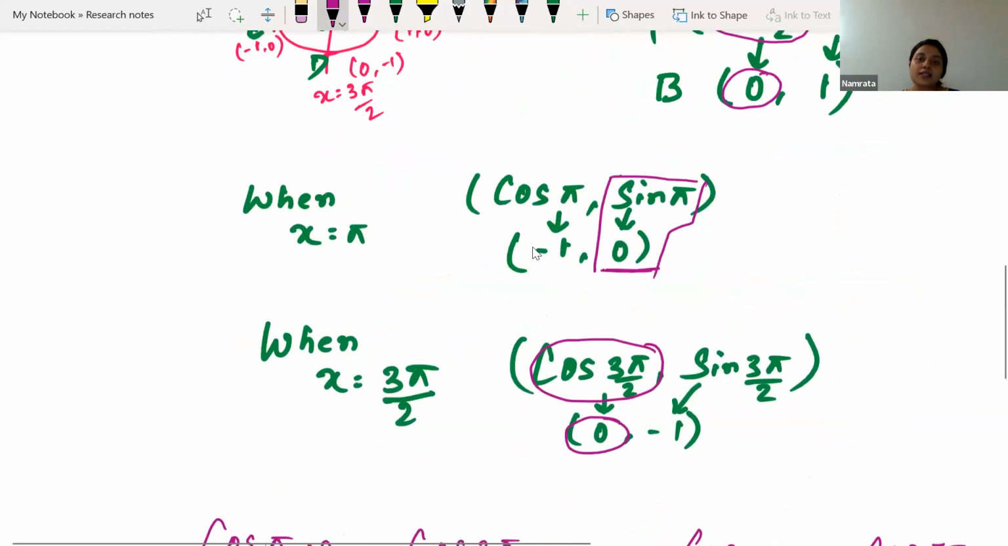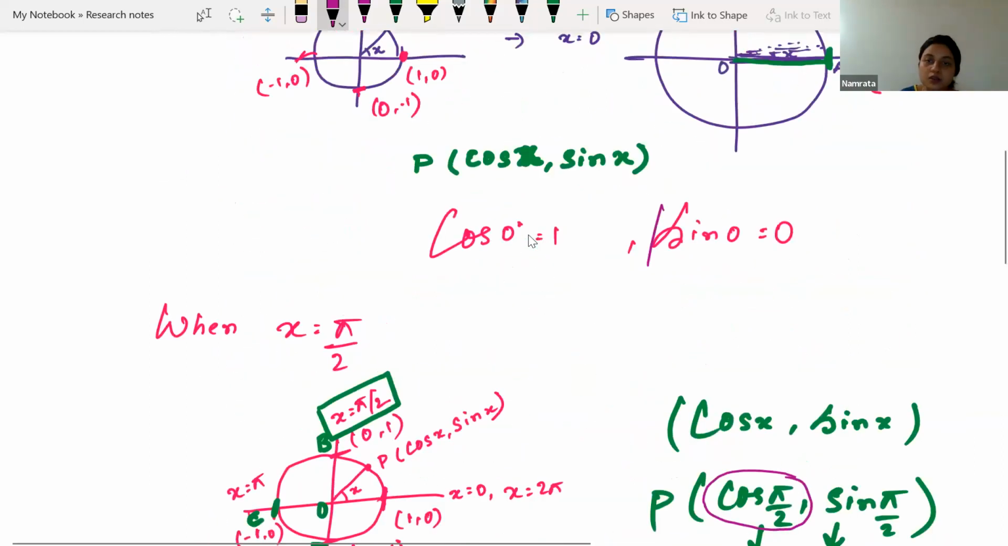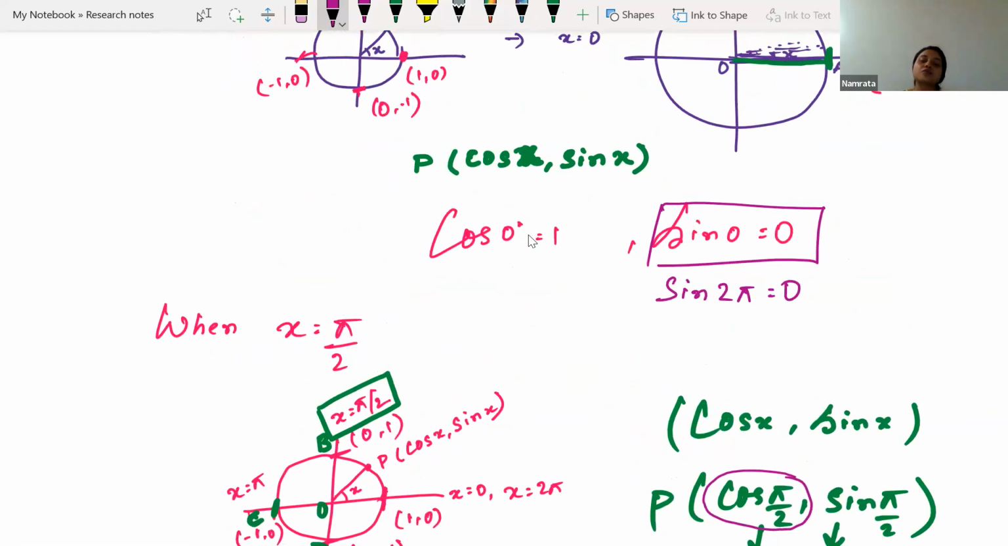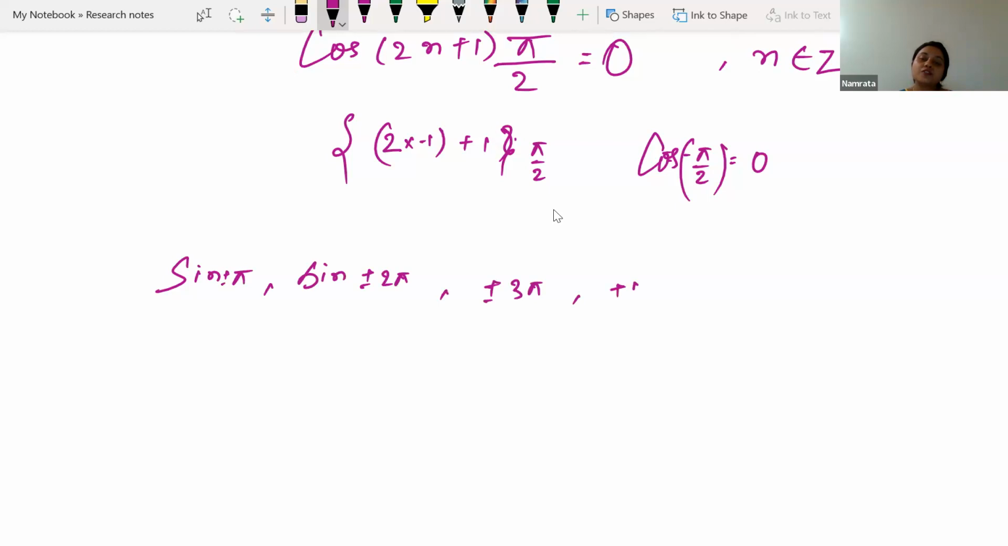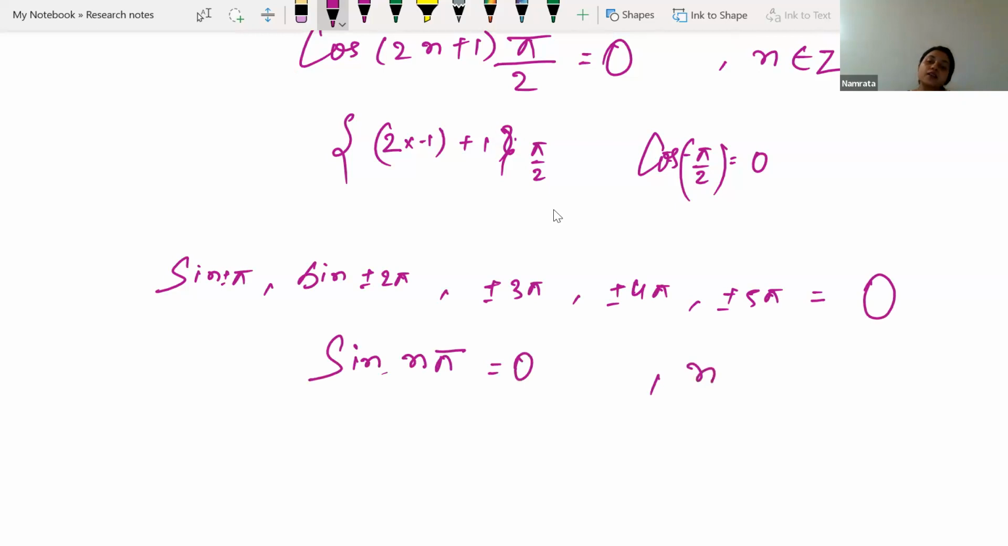Yes, ma'am. Similarly, whatever the value here, sine 0 is 0. And sine 2 pi will also be 0, because the 2 pi angle will again come on the x axis, right hand side only. So you get the sequence sine plus minus pi, sine plus minus 2 pi, plus minus 3 pi, plus minus 4 pi, plus minus 5 pi. Whatever angle you take, your sine value will become 0. So the conclusion is that sine n pi will always be 0, where n is any integer.